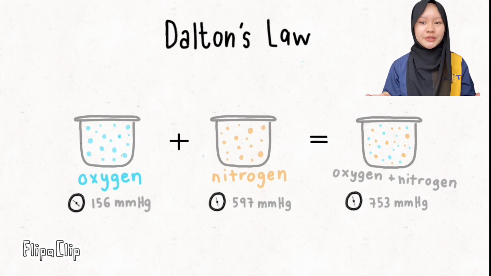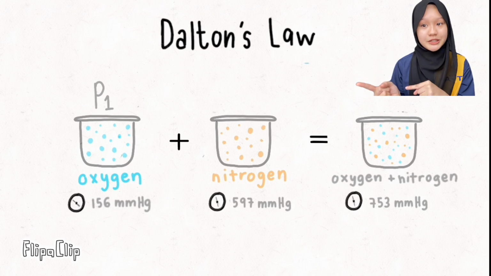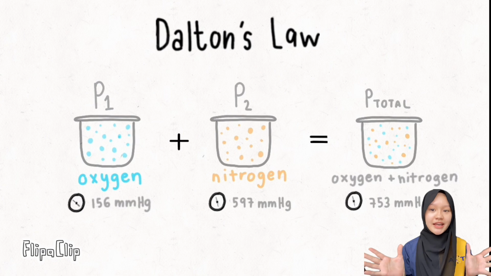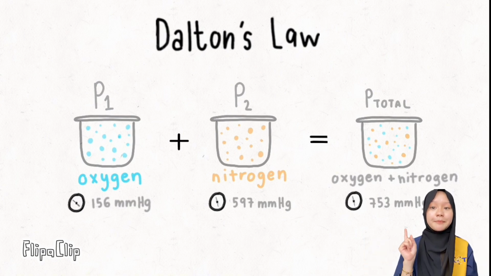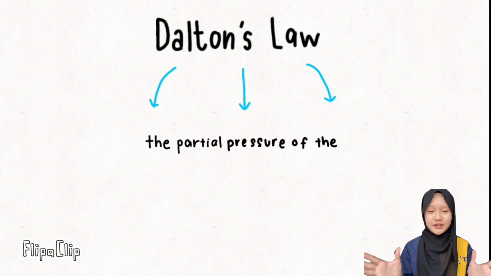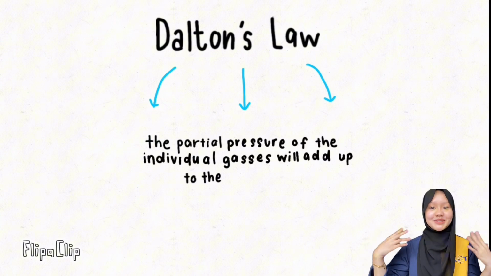Here, we can conclude that oxygen gas is equal to P1 and nitrogen gas is equal to P2, and we can get the P total. When each gas exerts pressure on its own, we call it partial pressure. In conclusion, the partial pressures of the individual gases will add up to the total pressure.